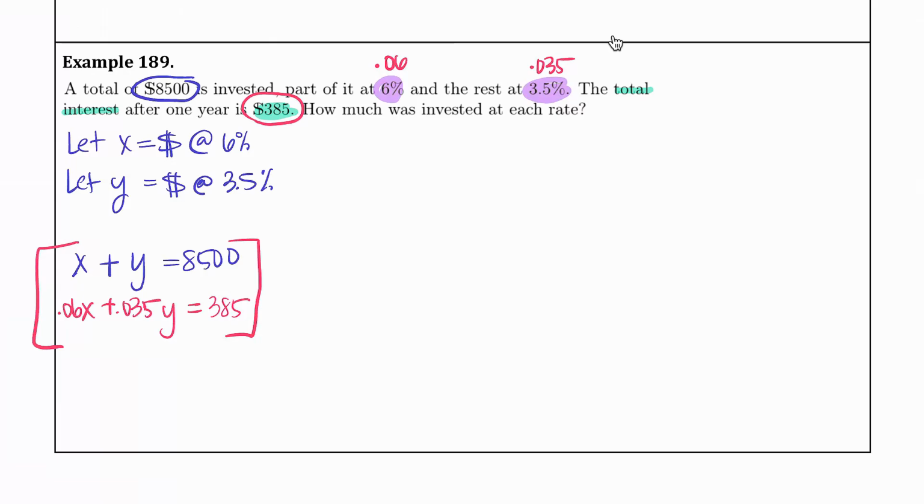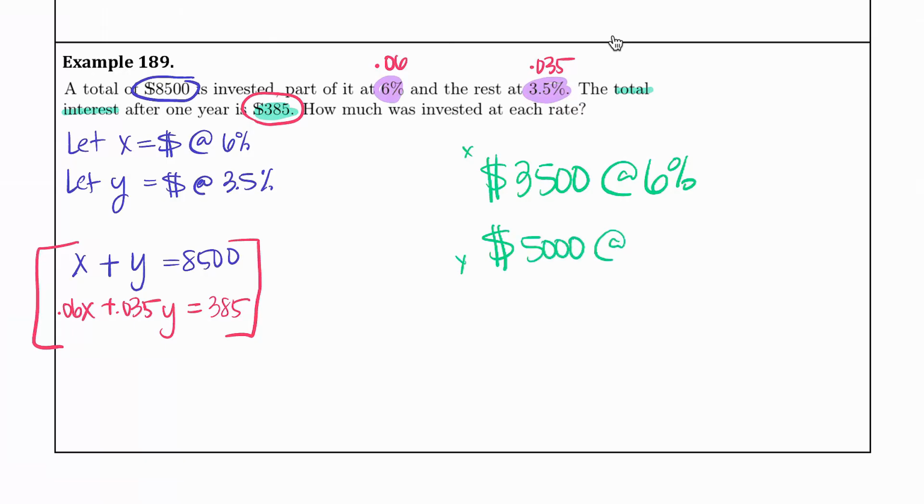Okay, I'm going to go back through just in case you guys choose to finish solving these on your own and you want to check your answers. I'm going to go back through and write what you should get. So for this one we just talked about, you should get that they invested $3,500 at 6%. So that's my X. And then for my Y, we should get that they invested $5,000 at 3.5%.